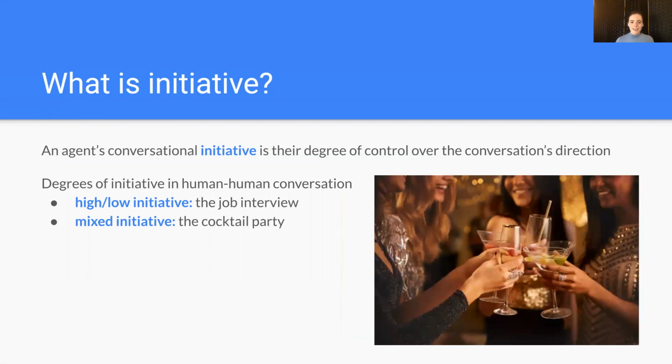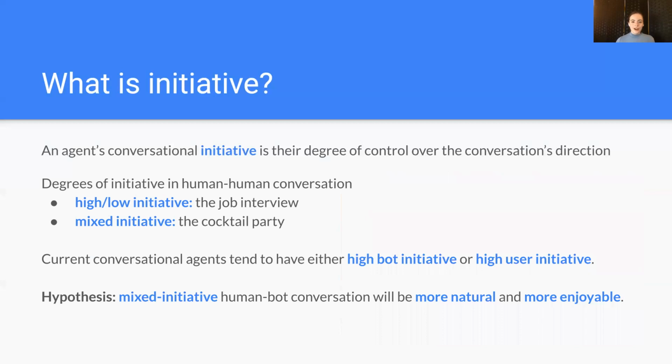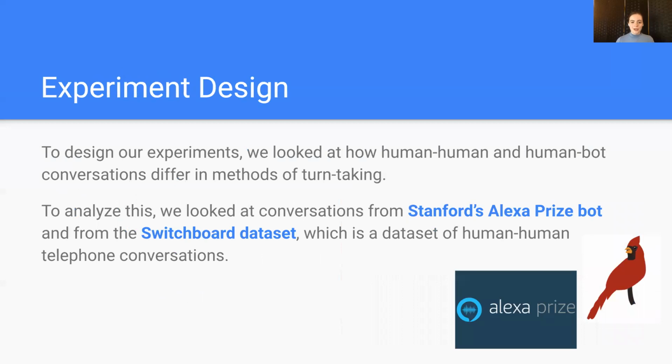At a cocktail party, guests will take turns choosing topics, asking questions, answering questions, and providing unprompted information. This pattern of alternating between high and low initiative roles is called mixed initiative. Currently, conversational agents tend to be designed either for high bot initiative, where the bot steers the user down predefined paths, or high user initiative, where the bot passively responds to the user's commands. Our work is motivated by the hypothesis that in a social chatbot setting, mixed initiative will be both more natural and more enjoyable.